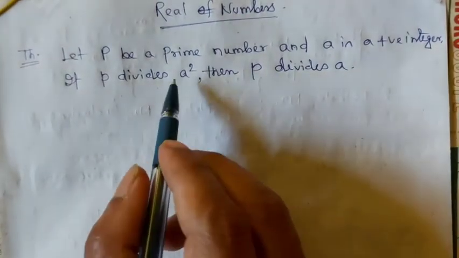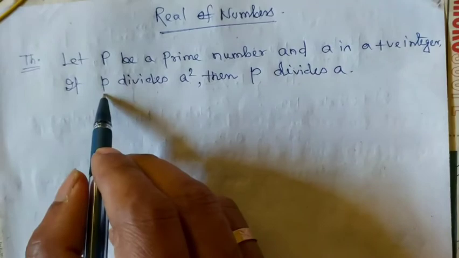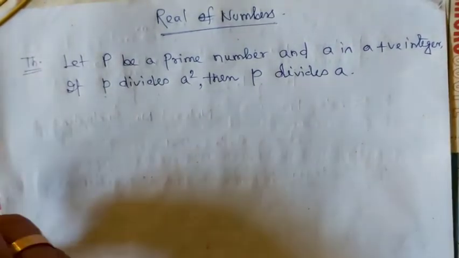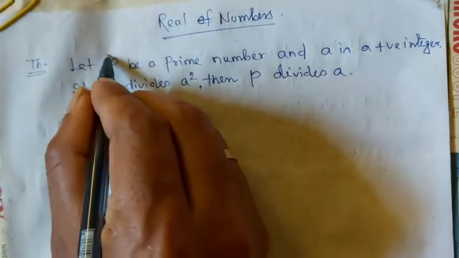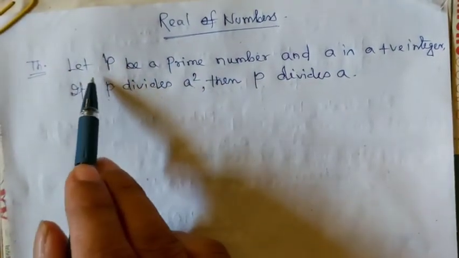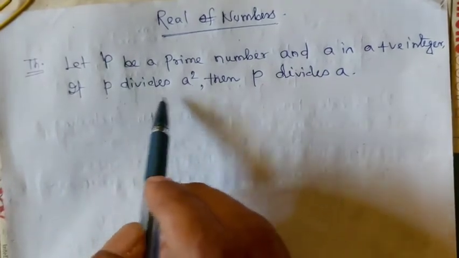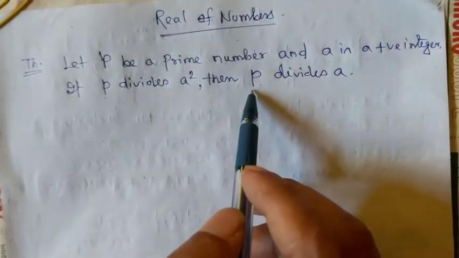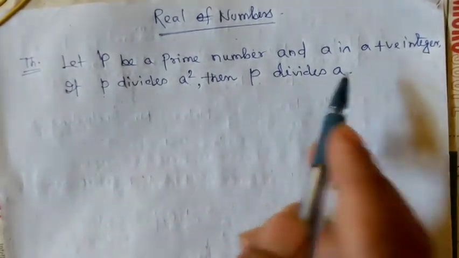That means if a square is divisible by p, then a is also divisible by p. Okay, so let p be the prime number and a be any positive integer, then if p divides a square, then obviously p divides a. If p divides a square, then p divides a.